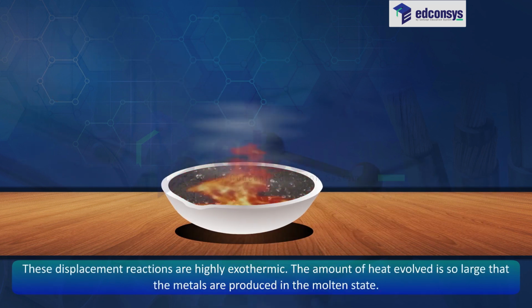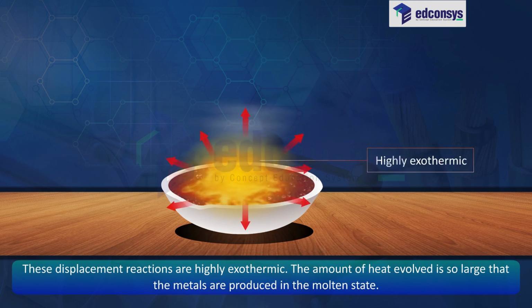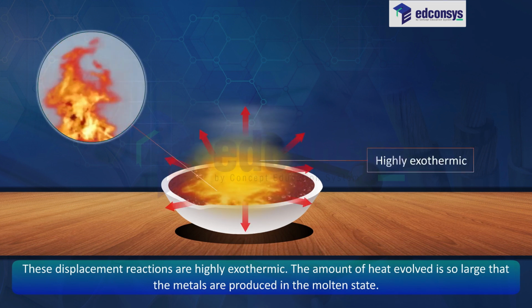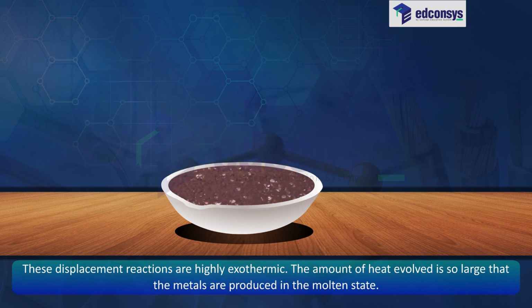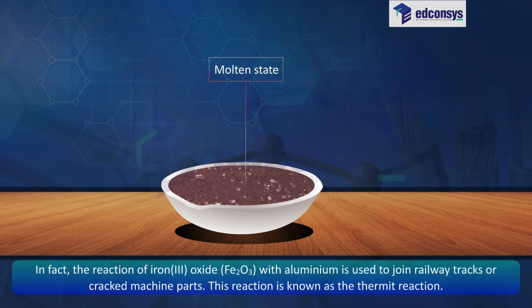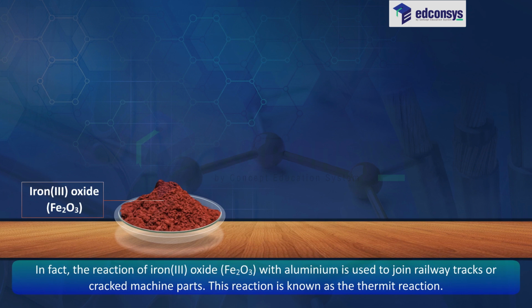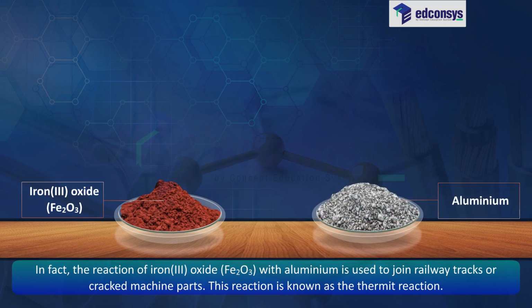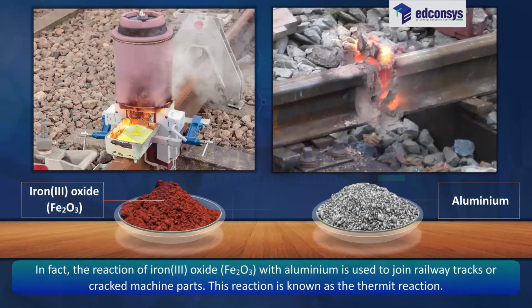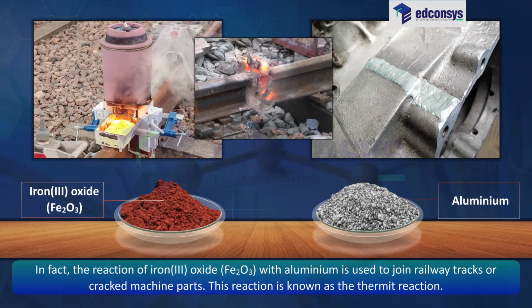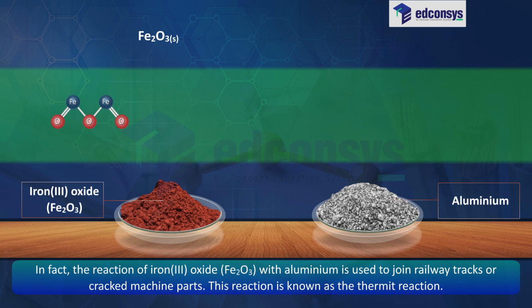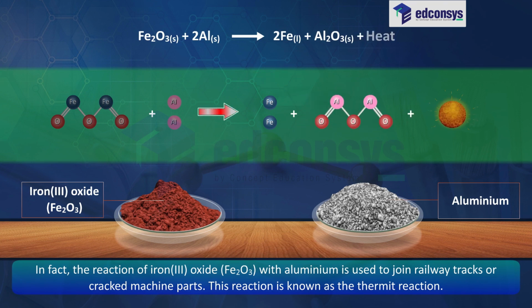These displacement reactions are highly exothermic. The amount of heat evolved is so large that the metals are produced in the molten state. In fact, the reaction of iron oxide, Fe2O3, with aluminum is used to join railway tracks or cracked machine parts. This reaction is known as the Thermit reaction. Fe2O3 plus 2Al gives 2Fe plus Al2O3 plus heat.